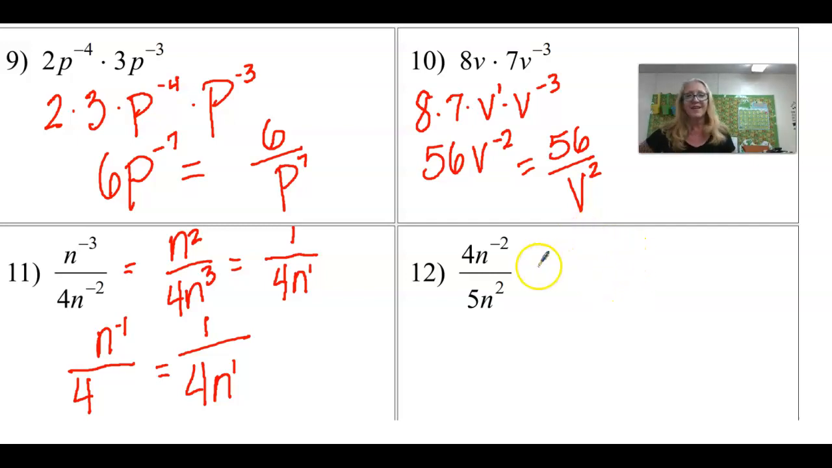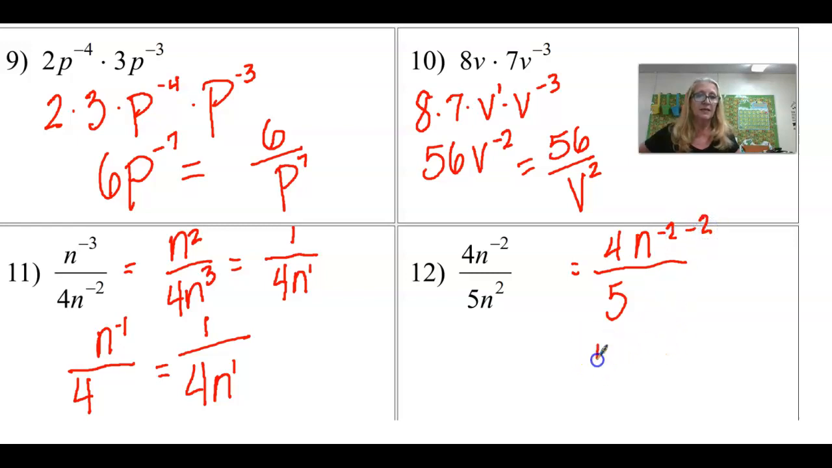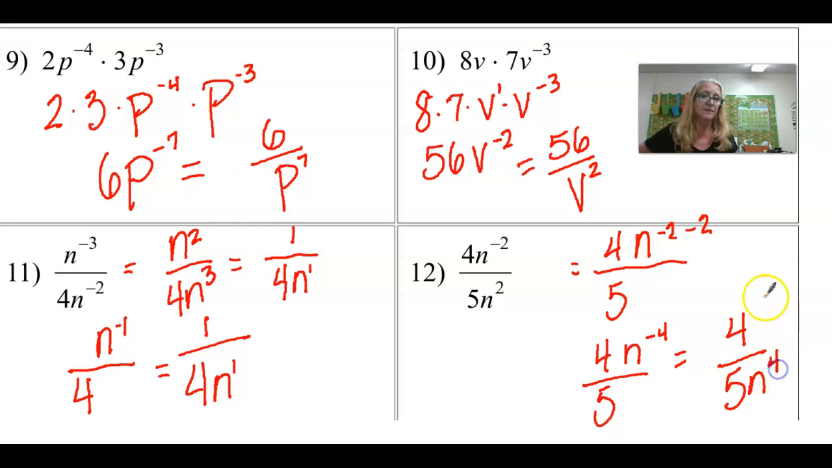I'm tired of them. Here, the 4 and the 5 don't reduce. So the 4 and the 5 are going to stay right where they are. 4/5 does not reduce. But we have n to the -2 minus 2. So n to the -2 minus 2 is n to the -4, and to fix that we have to drop it to the bottom, 5n to the 4th.